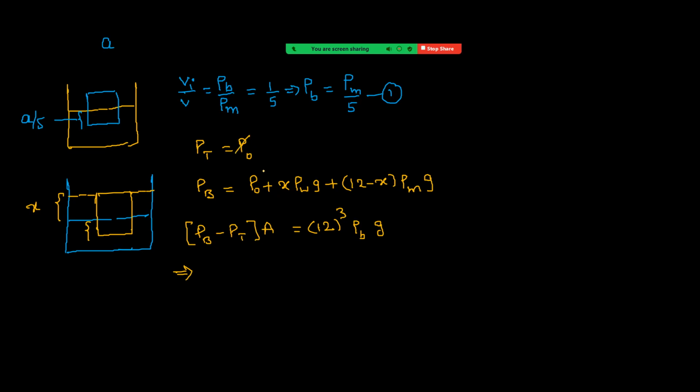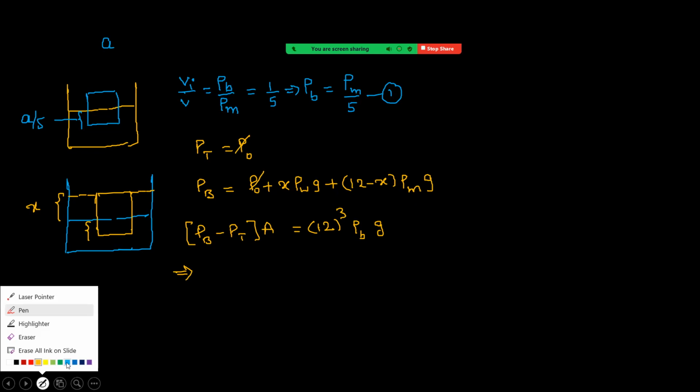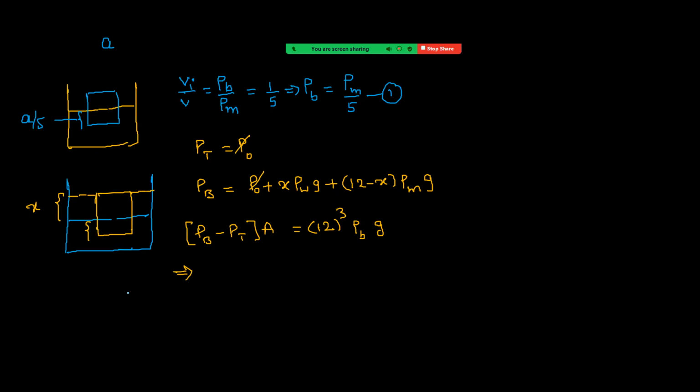P naught and P naught gets cancelled. This is now remaining one, right? In this remaining G gets cancelled. Okay, so G gets cancelled. See the remaining calculation part. What else is left? Area 12 square, this is 12 cube. I am writing directly X into density of water, that is 1. I am taking common. G cancelled. So it is X into 1 remaining.